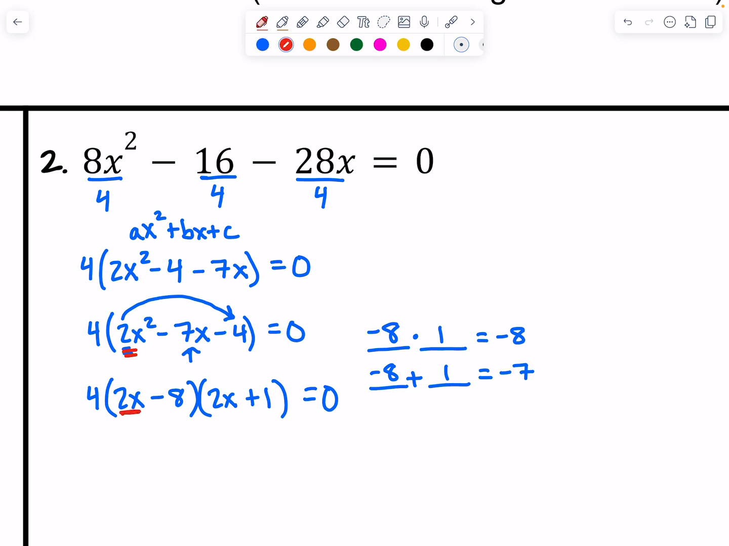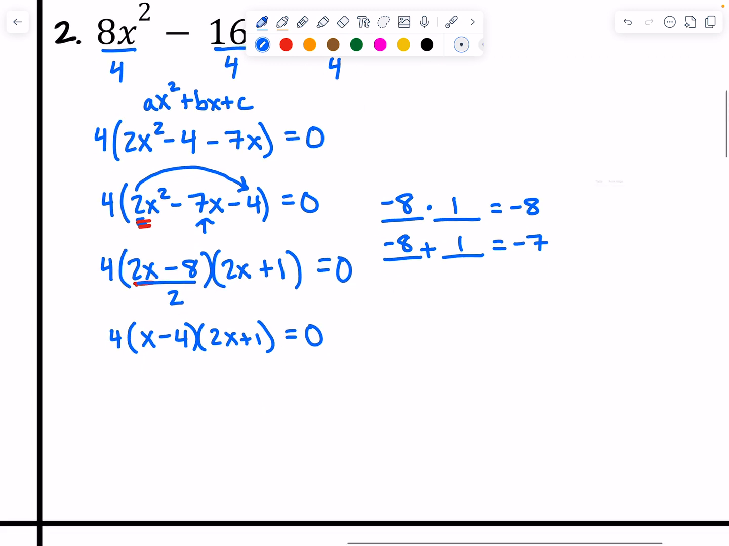Because 2x times 2x would give me 4x squared, but I only need it to give me back the 2x squared. So we're just going to divide out a 2 in this first group because it'll divide evenly. And I only need to take out 1, 2. So I would be left with 4, and then I would have x minus 4 left from that group, and then 2x plus 1. But now I've got my trinomial factored, and I can take each factor that has a variable in it, so just these two, and set them equal to 0 and finish solving.